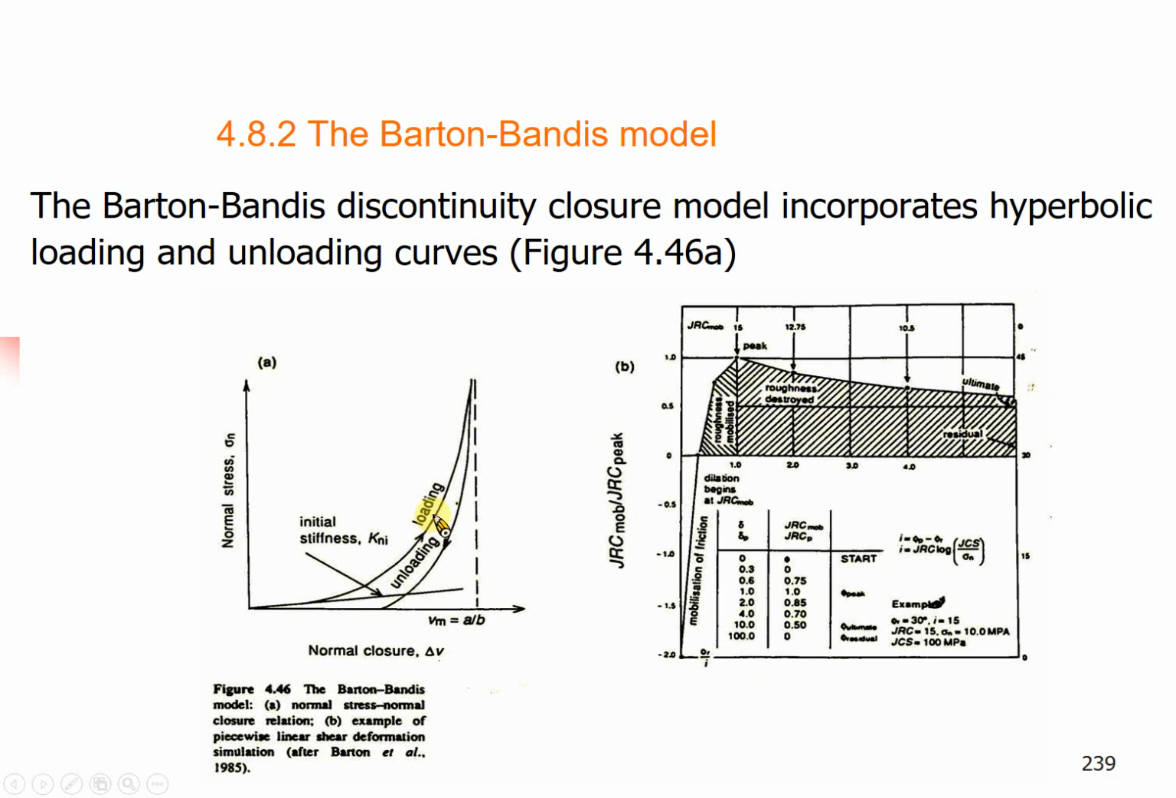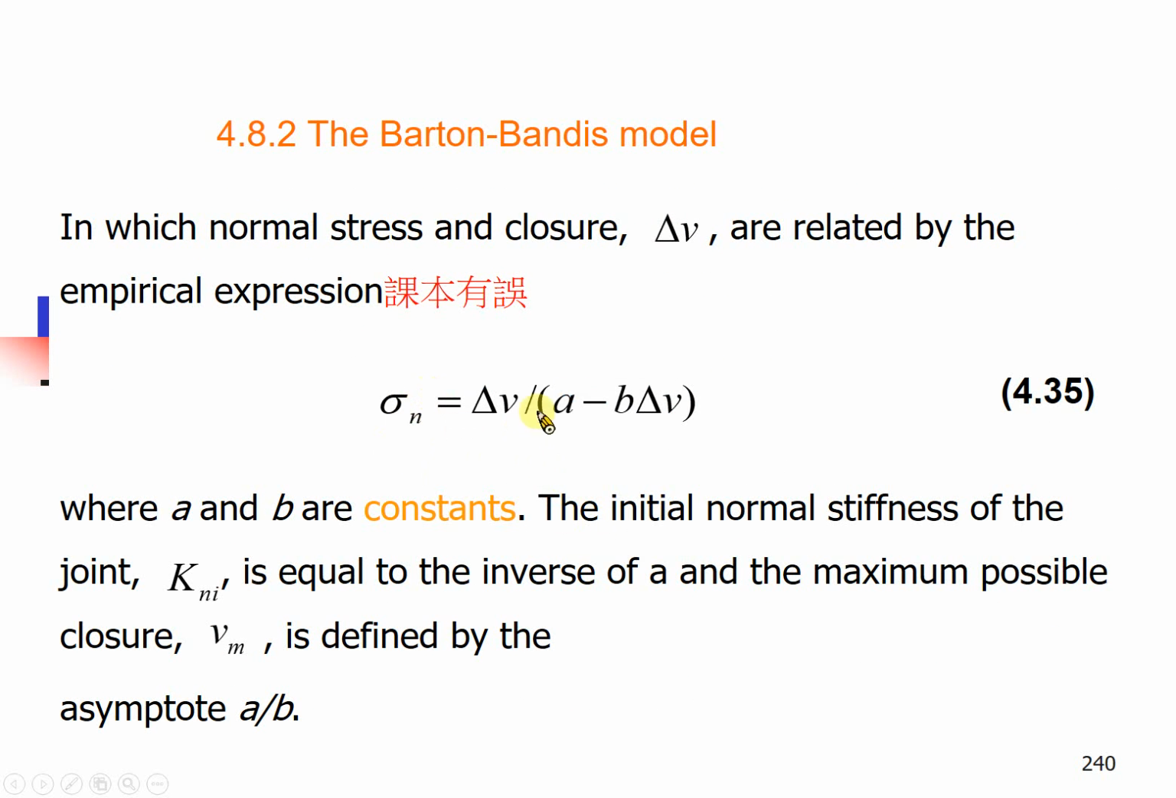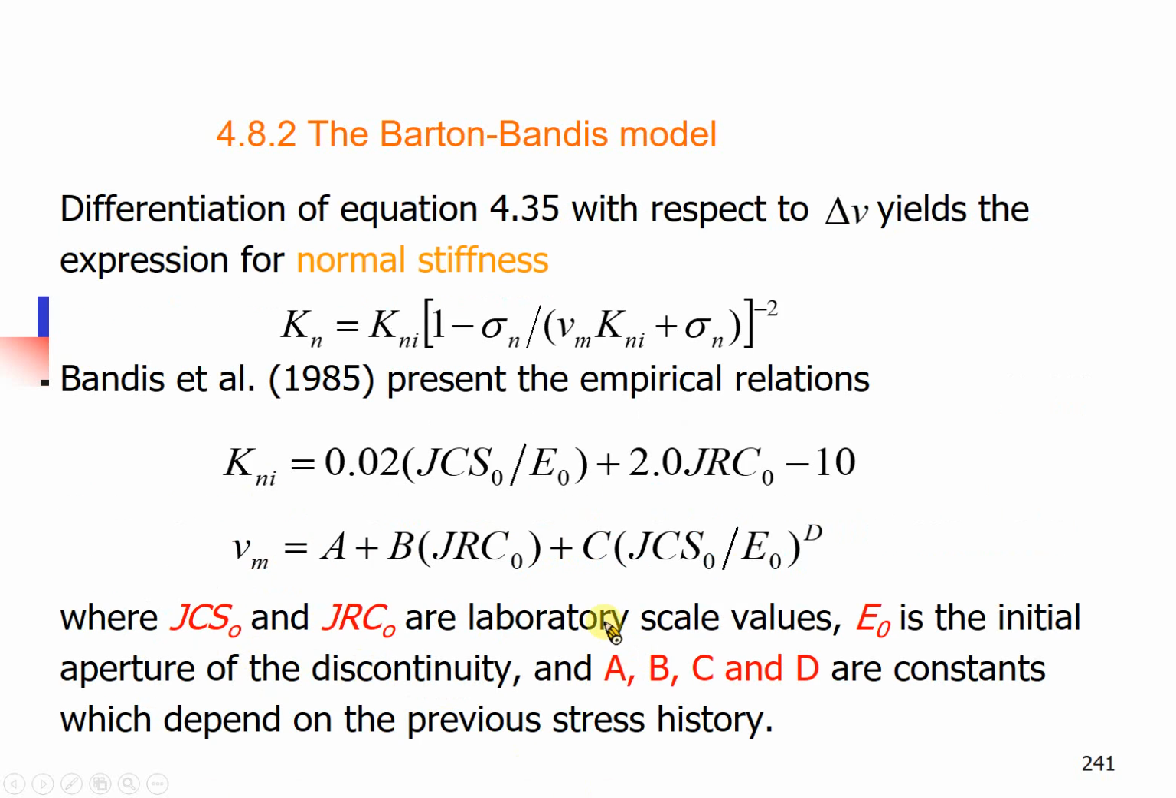So sometimes you need to estimate the joint closure when you apply certain normal stress. You need to quantify it. So if you have this equation, which is a function of KNI and VM, the initial stiffness and the maximal joint closure, and here shows you the maximal joint closure and the initial stiffness are functions of JRC and JCS. Of course, it will also be a function of the initial aperture. So if you have the joint roughness, JRC, and the JCS, you have everything.